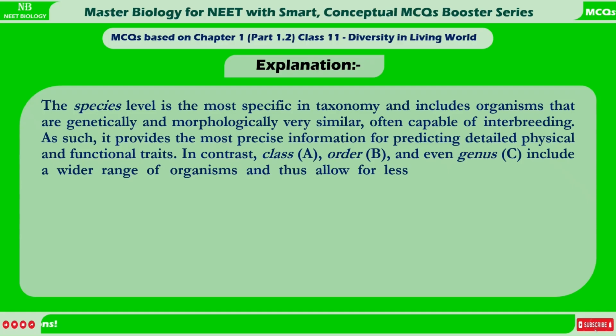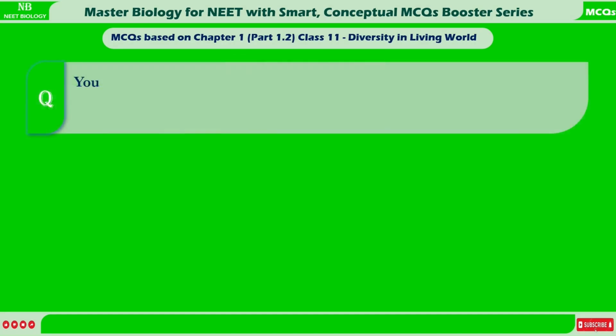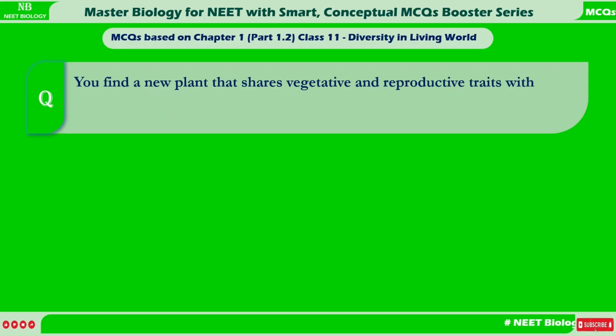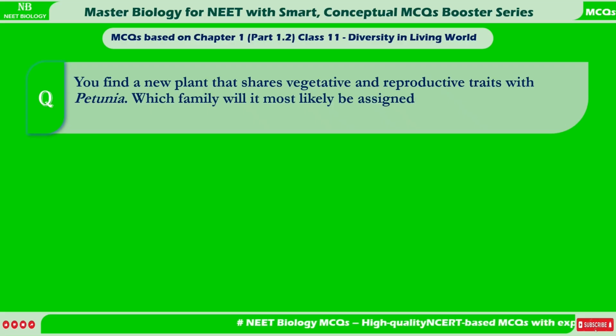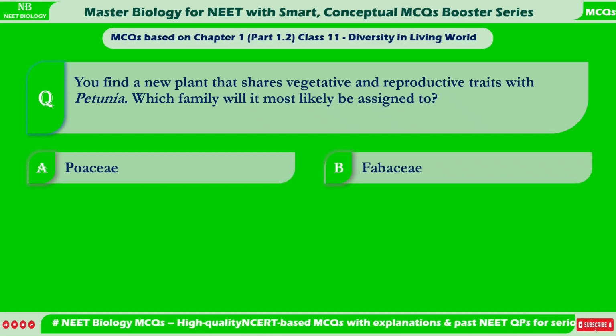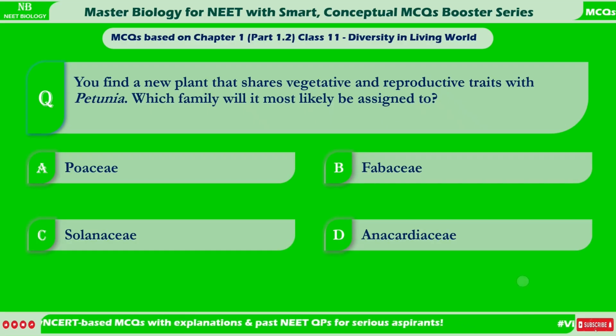You find a new plant that shares vegetative and reproductive traits with Petunia. Which family will it most likely be assigned to? A. Poaceae. B. Fabaceae. C. Solanaceae. D. Anacardiaceae.